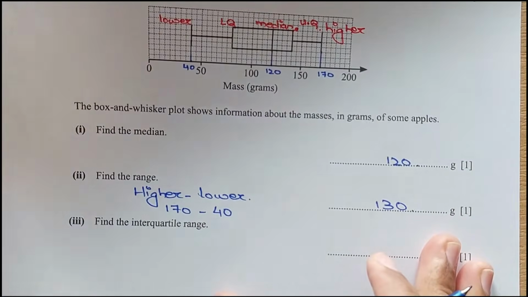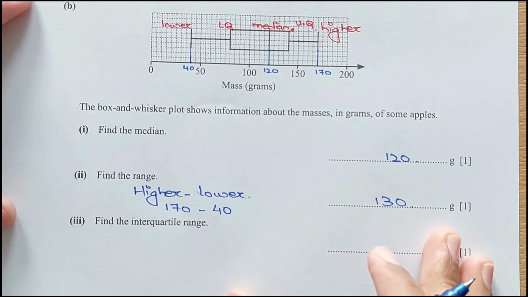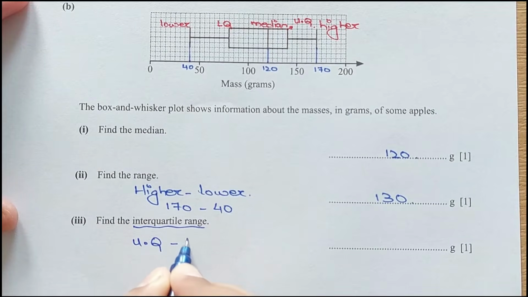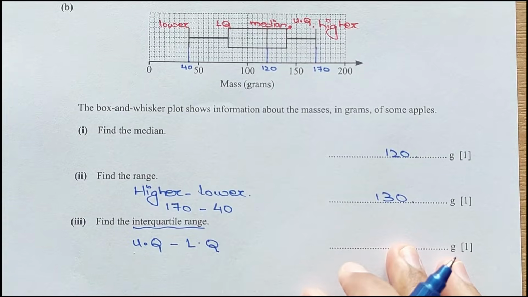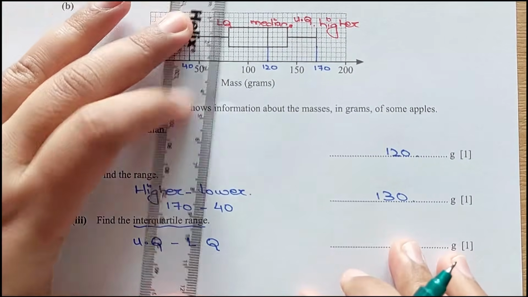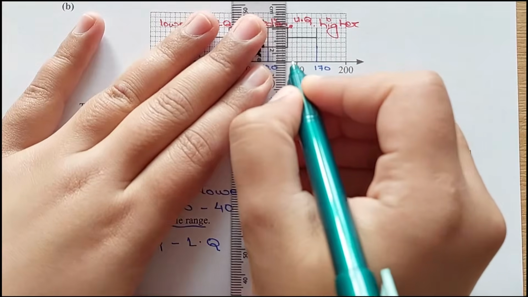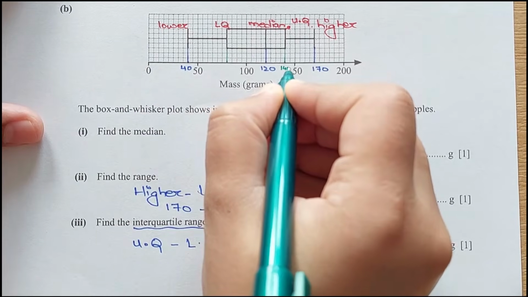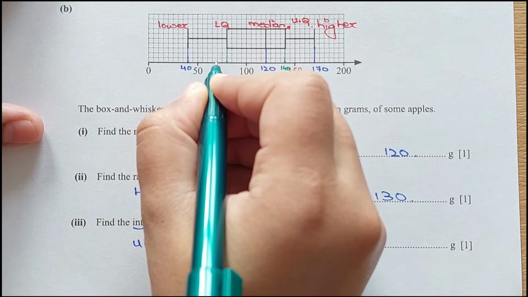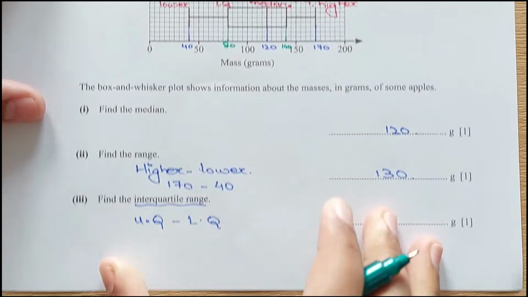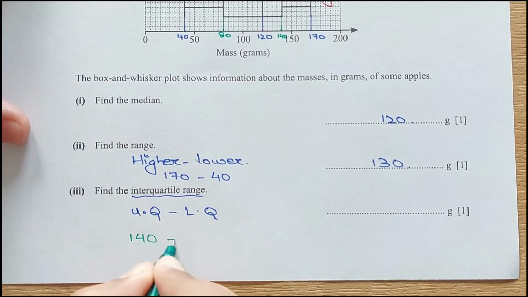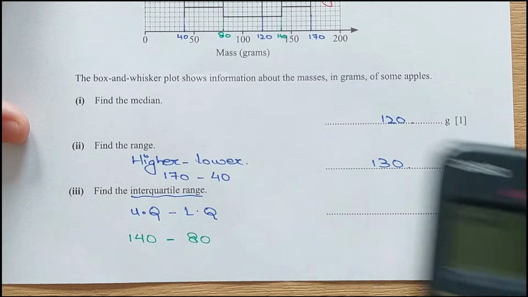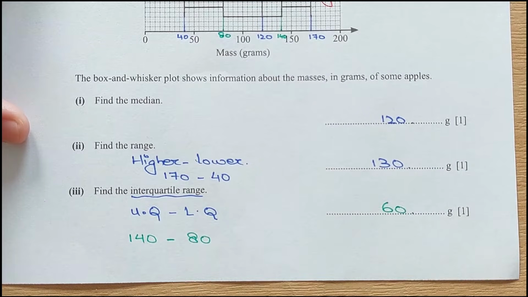Now for the third part, find the interquartile range. Interquartile range is the upper quartile subtract the lower quartile. So now we have to find the upper quartile and the lower quartile. This is the lower quartile and this value is the upper quartile. This is 120, 130, 140, and this is 50, 60, 70, and 80. So 140 is upper, subtract 80 the lower. 140 subtract 80, that is 60 grams is the interquartile range for this box and whisker plot.